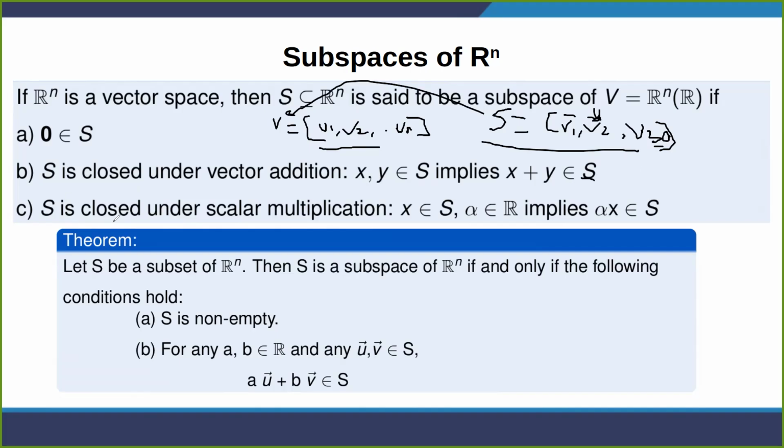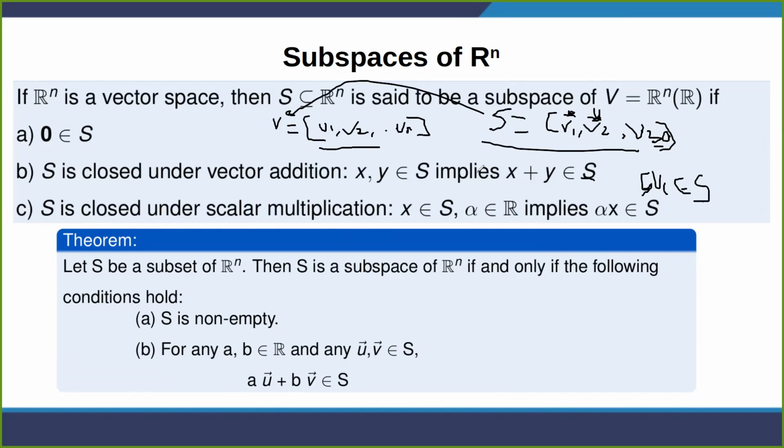And third, it is also closed under scalar multiplication. That is, if you multiply any vector, let's say this is x. So if you multiply v1 by, let's say 5, so 5 v1, then it should also lie in S. S is what? This was the space, the subspace.